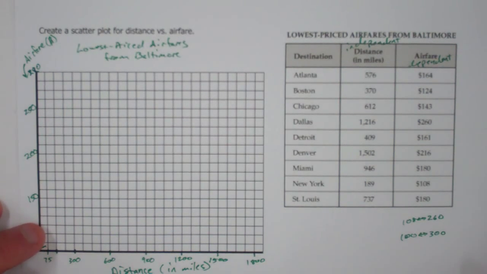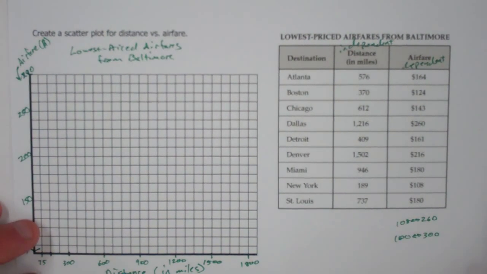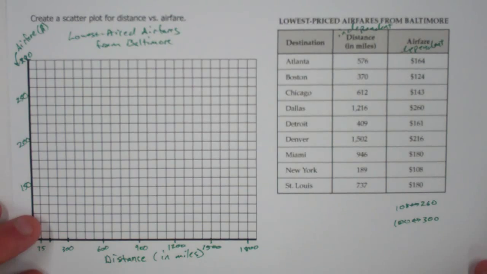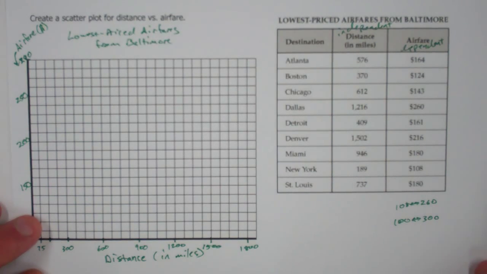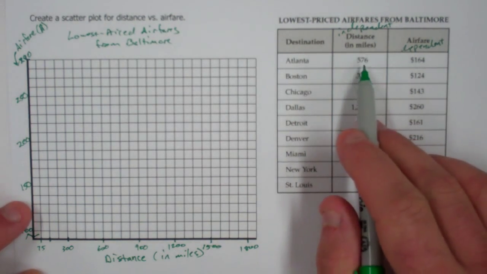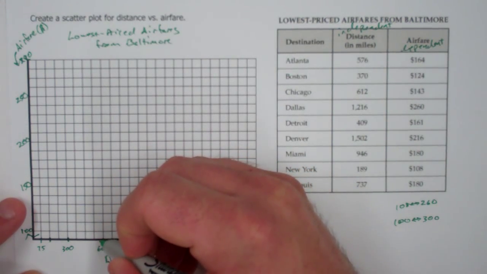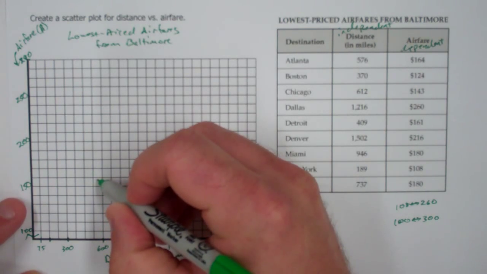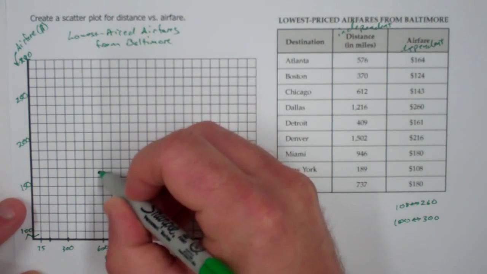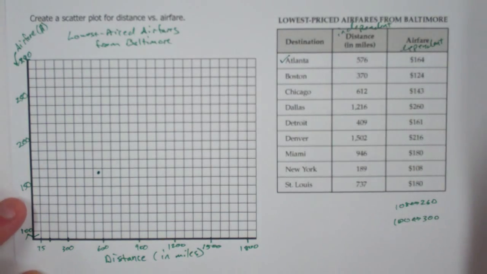Our axes are labeled, we've got units, and all we need to do is just plot these things. So I kind of think this is a little bit fun. If there's a bunch of them, it can get a little bit tedious, but let's see if we can get this done. 576 and 164. So 576 will be about right here, and 164 would be right there. So we've got the first one, we've got Atlanta.